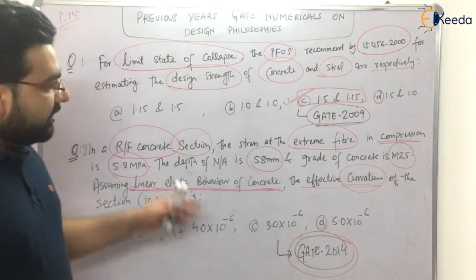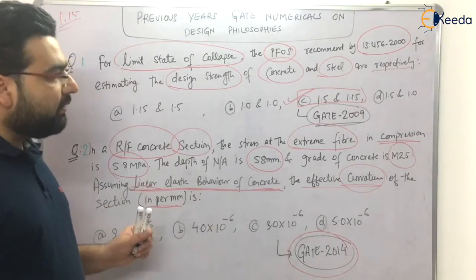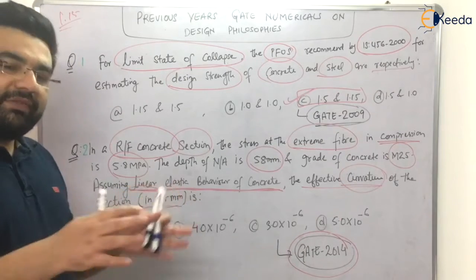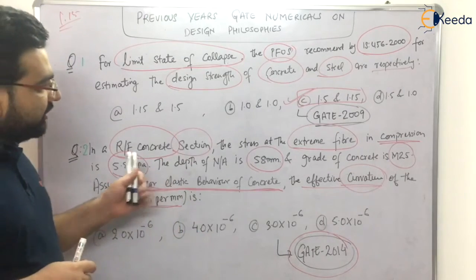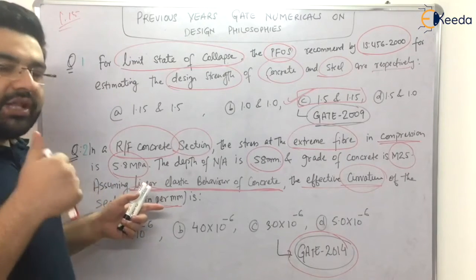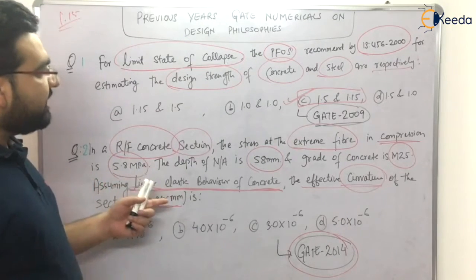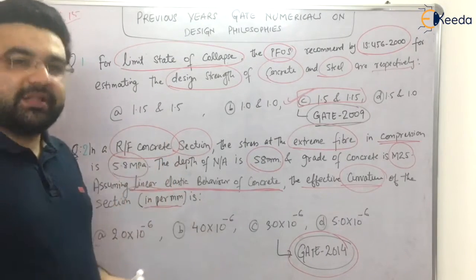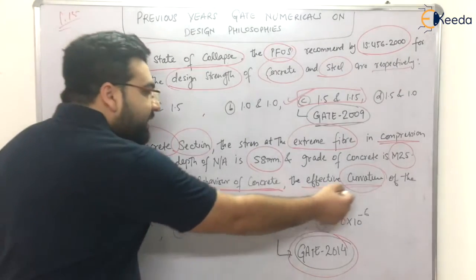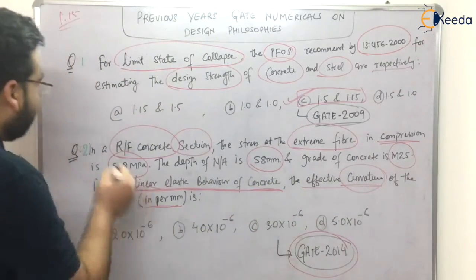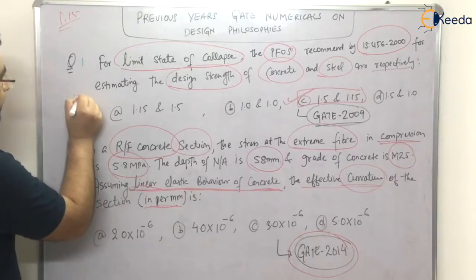First of all, you know that GATE people are mixing various concepts of various topics. So in this question, the concept of strength of materials and the concept of RCC have been mixed together. Right? So what is curvature? Curvature is the inverse of radius. 1 upon r is curvature.